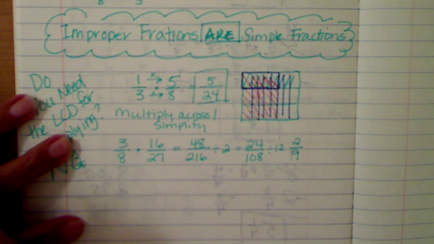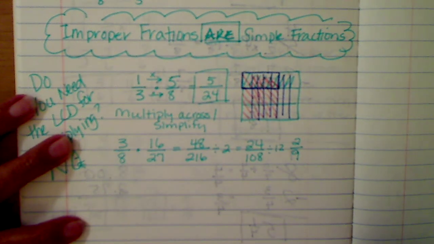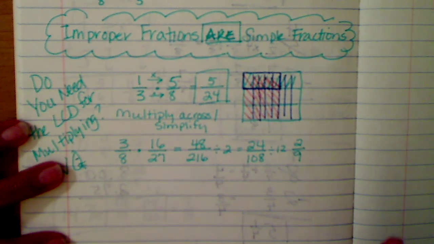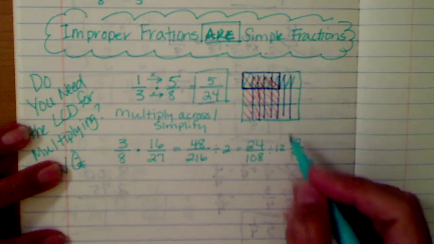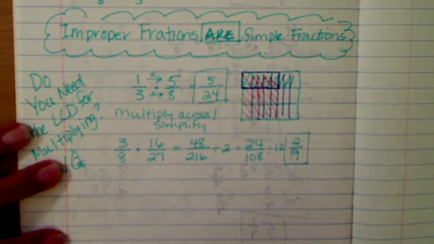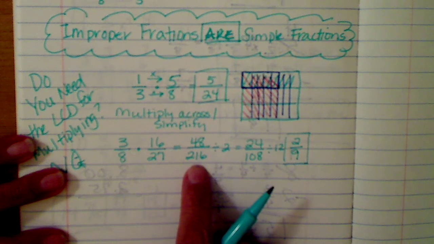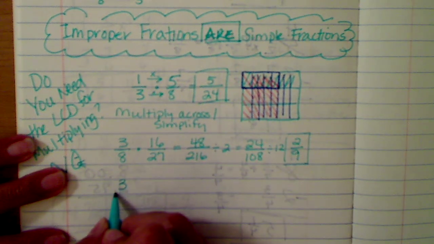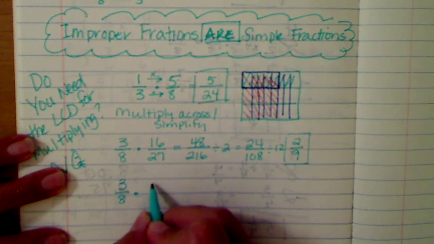Now, if I didn't know my multiples of 12, I might have to continue dividing by 2, and then 3, and then 2 again, or divided by 2 and divided by 6 until I came to my simplest fraction. There's an easier way to do this because those numbers can get super, super big, where we simplify on the front end instead of on the back end.